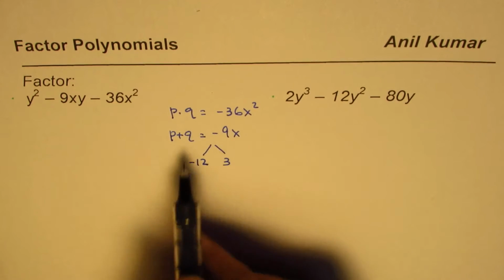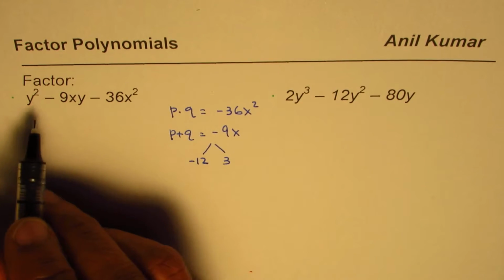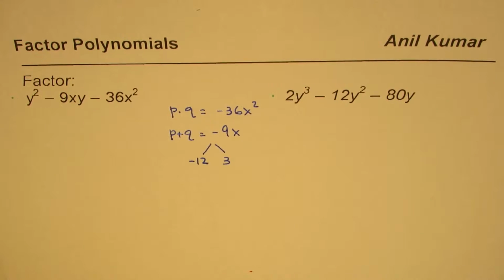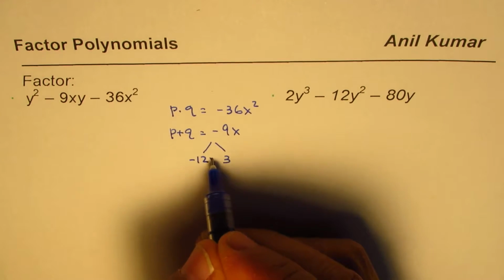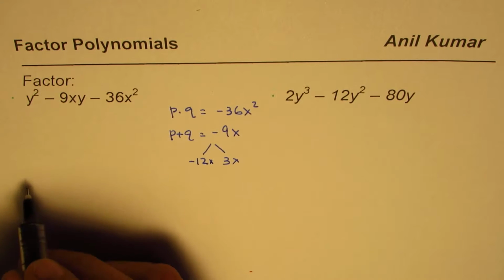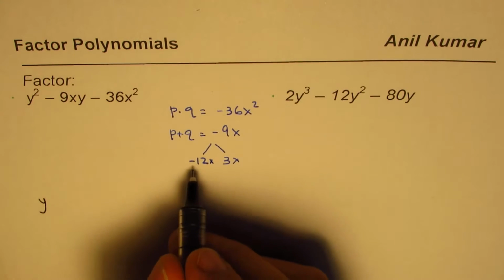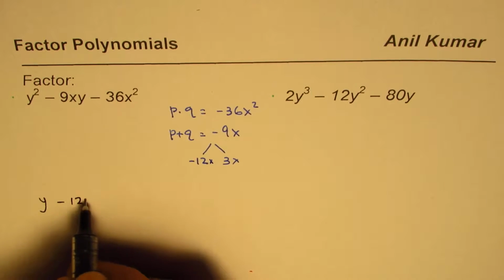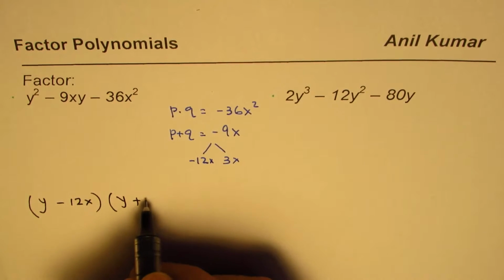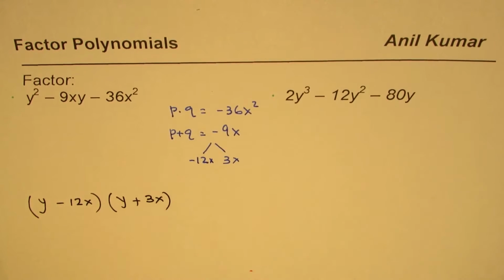So once you've done this part, you can straight away write down the solution, and the solution should be, I should add x here since we have x squared, correct? So the solution should be y minus 12x times y plus 3x, right? So that is the solution.